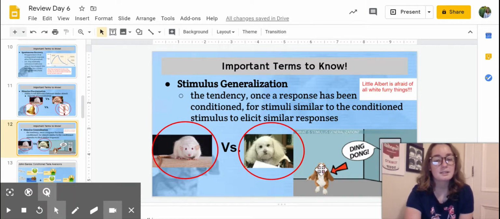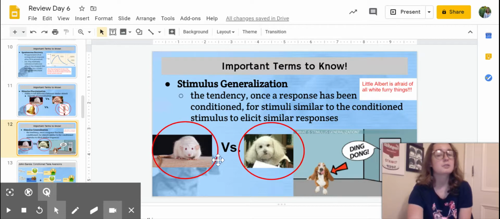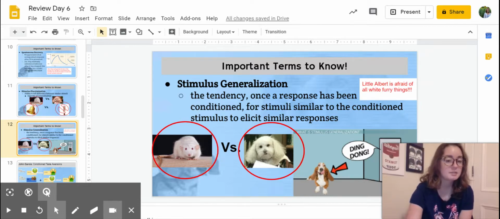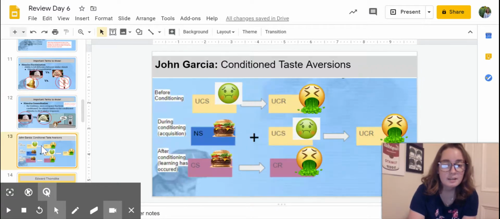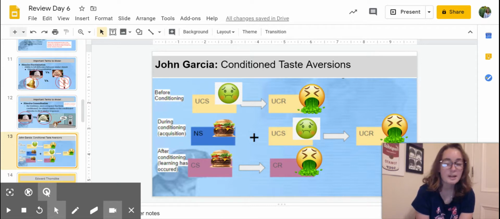And then we see here, opposite of stimulus discrimination, the dog would salivate at a doorbell in addition to the actual bell that they were given. Now, this is a good one to know because you guys have this question actually on your FRQ. So I hope you're paying attention and actually watching this because it will help you a lot.